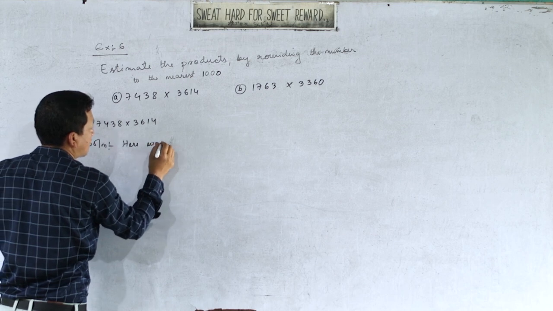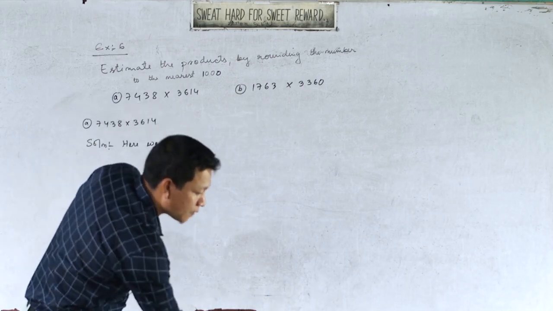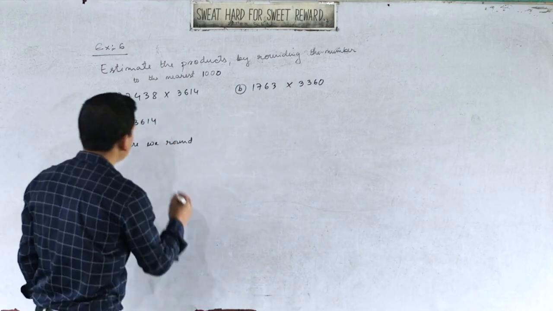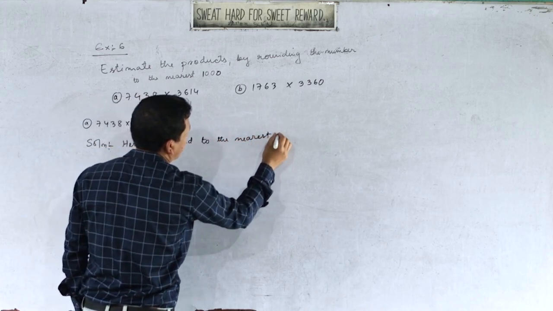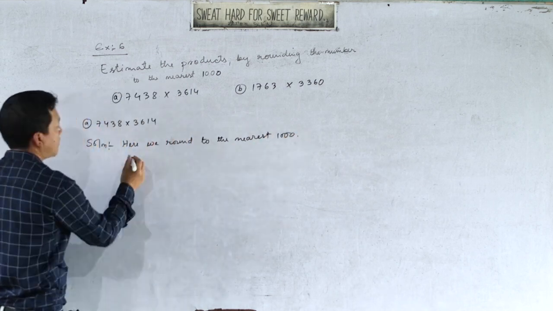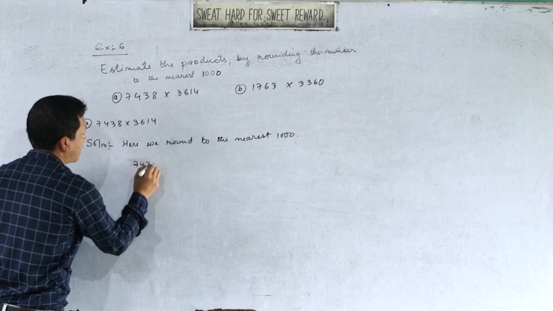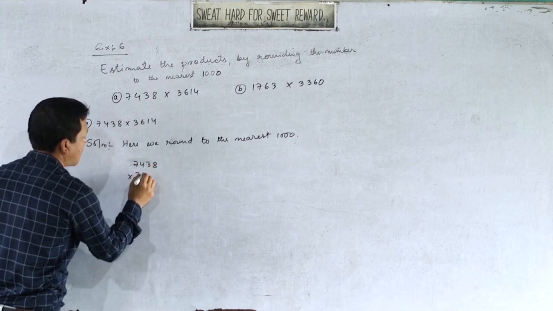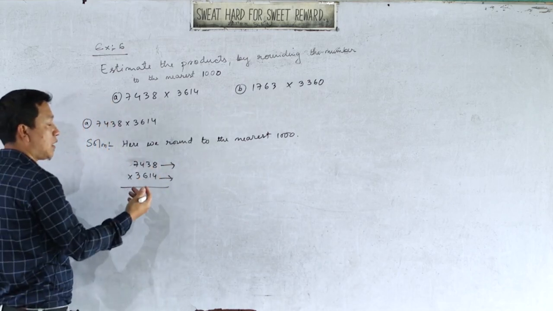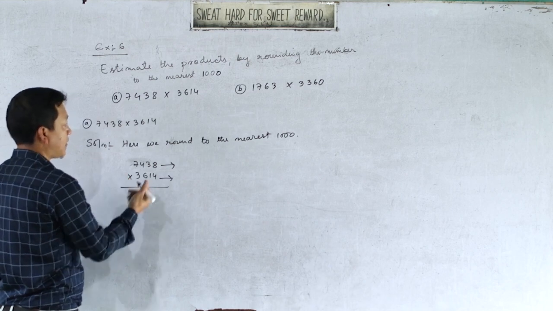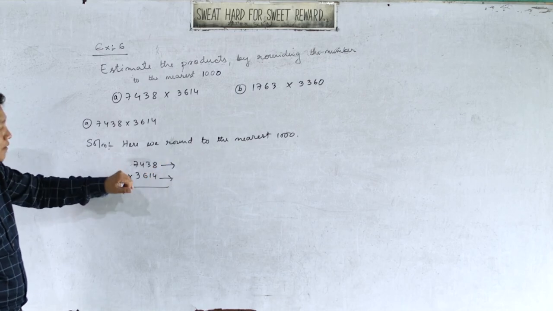Here we round to the nearest 1,000. Okay? Write the number here, 7438 into 3614. Round up or round down. We recall it. Round it to the nearest 1,000.